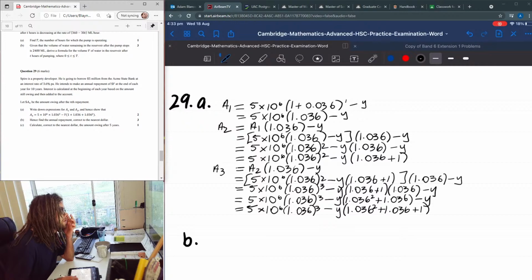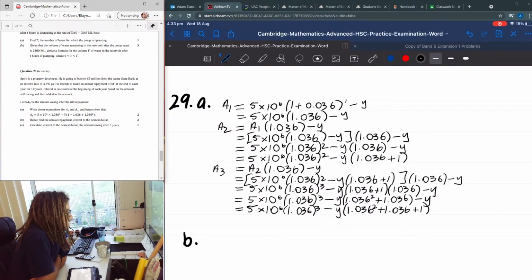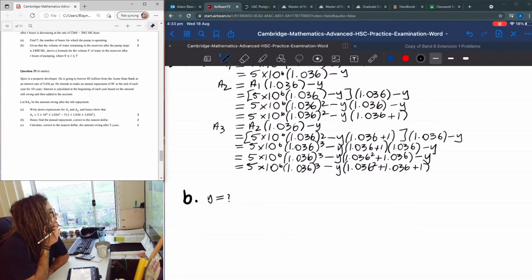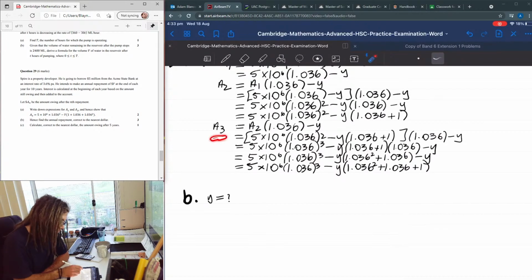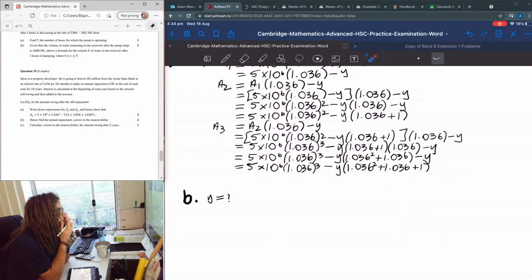Okay, find the annual repayment, correct to the nearest dollar. It intends to make an annual repayment of that at the end of each year. So the whole point is to find the annual repayment, which is Y. Y is what I'm trying to find. Now I don't actually know what A3 is, so I was thinking I could go like this and just rearrange it for Y, but I don't actually know what that is. What do I know?